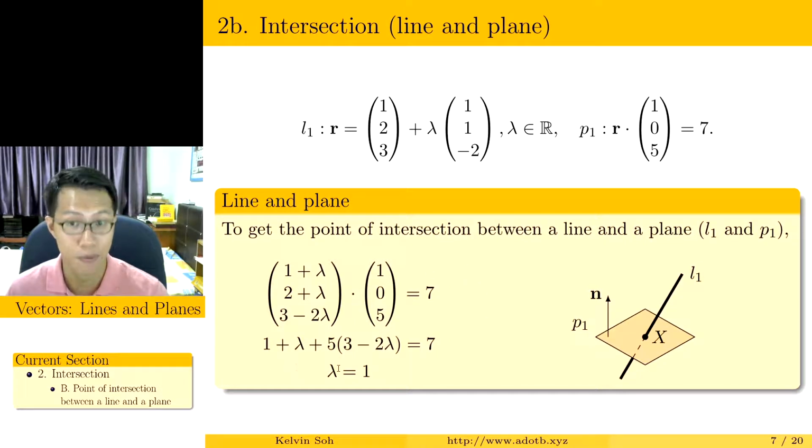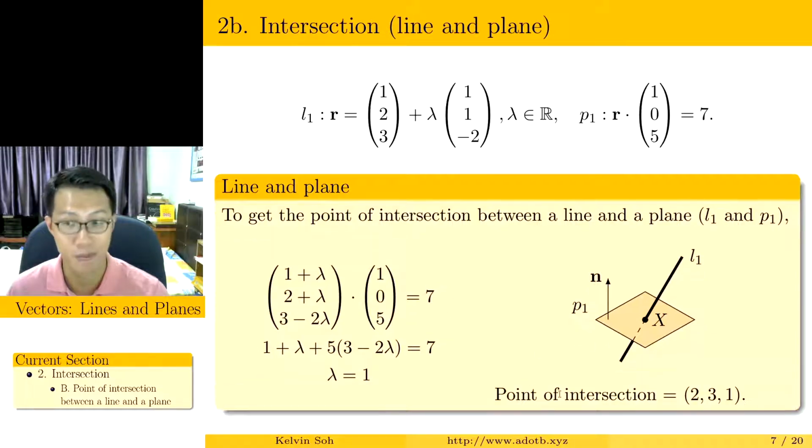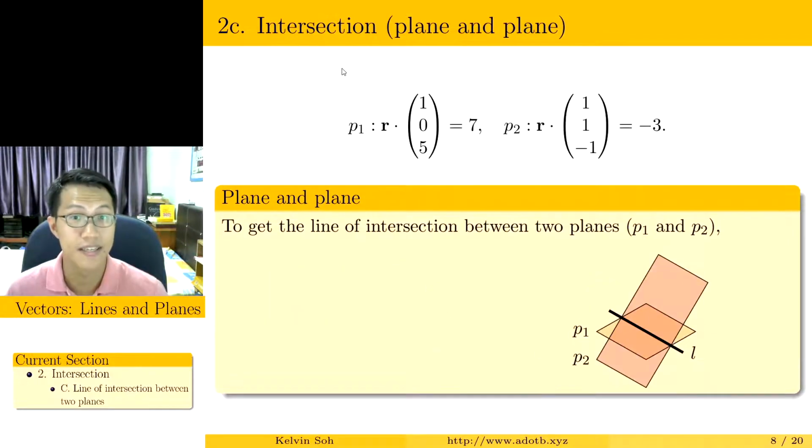For this example, you should work it out and get the answer lambda equals 1. After finding this value of lambda, we can plug it back into our equation of the line to obtain the coordinates of this point of intersection between the line and the plane. So for this example, our point of intersection is (2, 3, 1). Our last case in this concept of intersection is that between the plane and the plane. So we have two planes in this example, P1 and P2, and we are given the equations, and our aim is to find the equation of the line of intersection between the two of them.